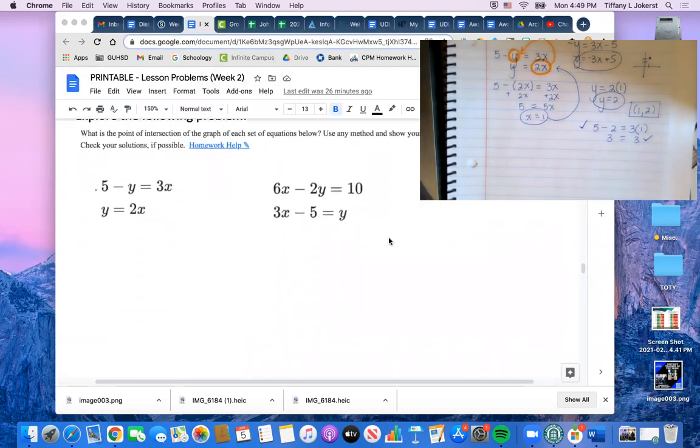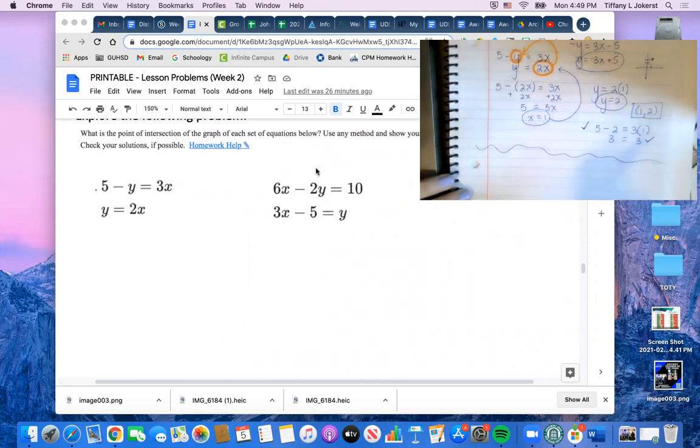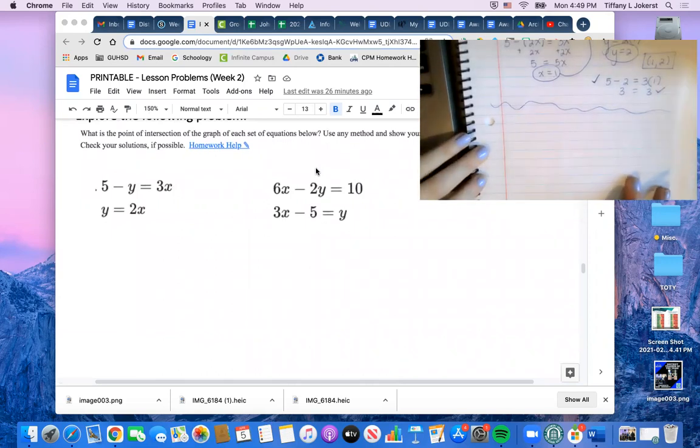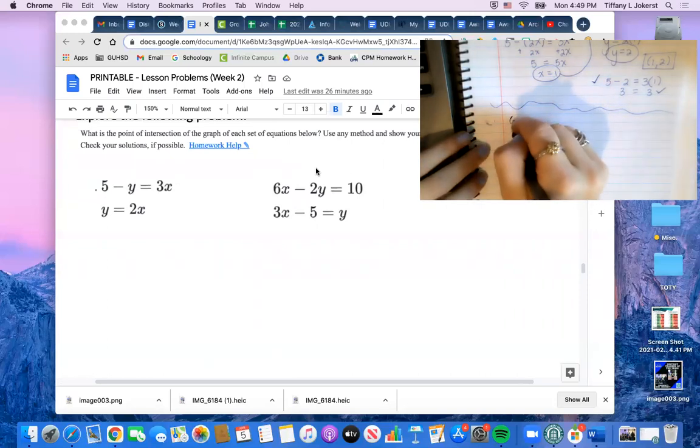Okay, I'm going to do this one with you as well. So here's a different problem, another practice problem, another substitution problem. So in this one, I have 6x minus 2y equals 10.